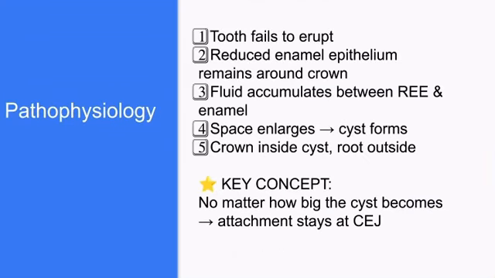Now, coming to the pathophysiology or mechanism. So the stepwise logic is that the REE, reduced enamel epithelium, separates from enamel. Fluid fills the space around the crown. Cyst forms with crown inside, root outside. This is an important line. Slow expansion causes corticated edges on radiograph. This flow helps you visualize why the cyst behaves the way it does.